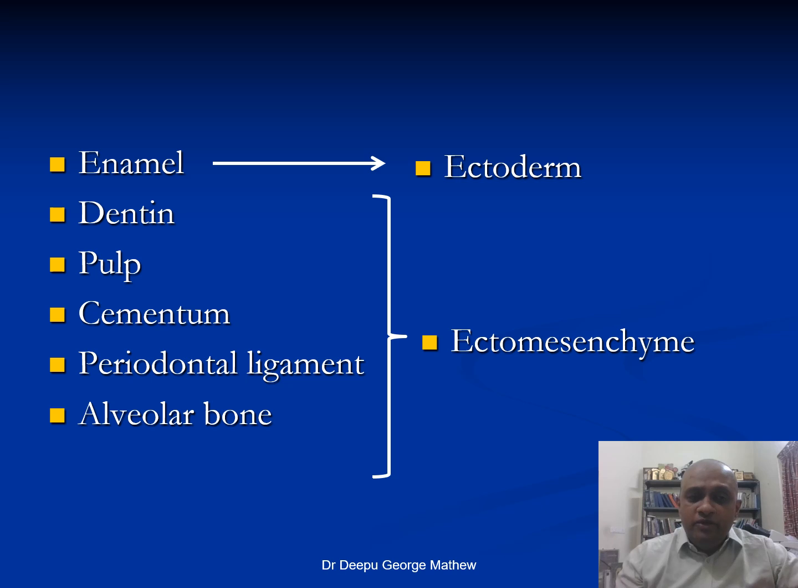So when we talk about the development, you have to understand that enamel is something that is formed from ectoderm, and dentine, pulp, cementum, periodontal ligament, and alveolar bone are all formed from ectomesenchyme. I hope all of you know what is ectomesenchyme. Ectomesenchyme is the connective tissue which is derived from neural crest cells, and so that is the reason why it is called ectomesenchyme. And the other parts of the body, the connective tissue is derived from the lateral plate mesoderm, and for tooth development, the connective tissue is derived from neural crest cells, and that is why it is called ectomesenchyme.